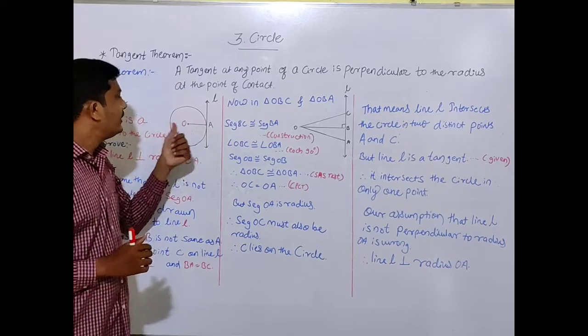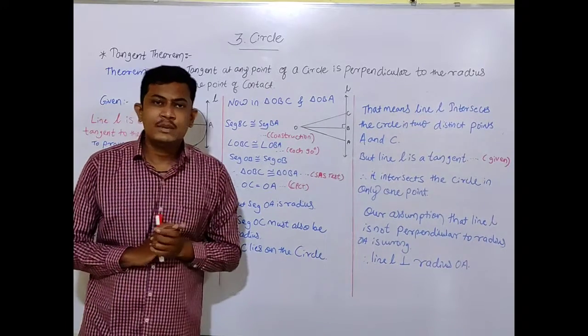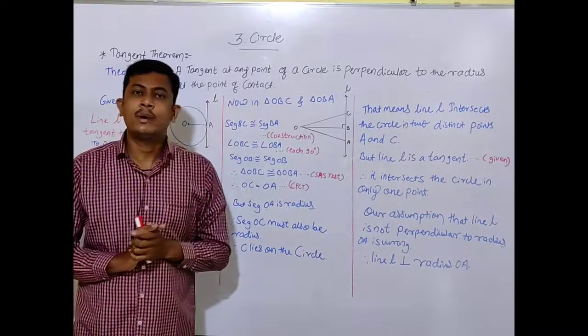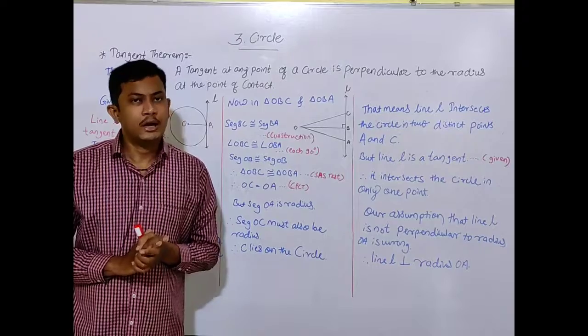A, and O is the center and OA is the radius. So what is the proof of this theorem? The proof of this statement is given by indirect proof, or simply we can say, proof by contradiction.